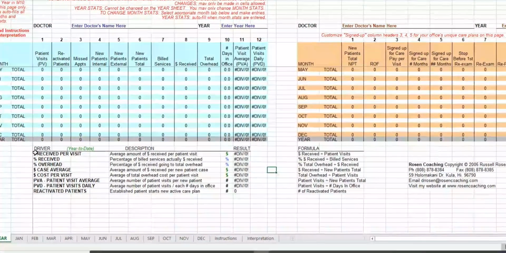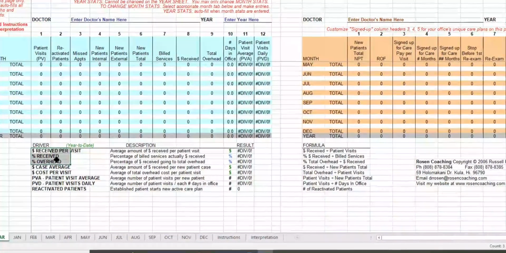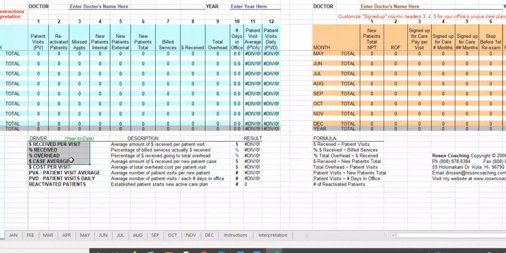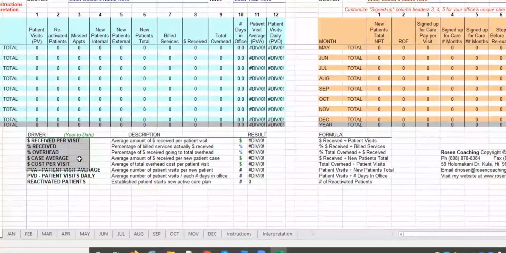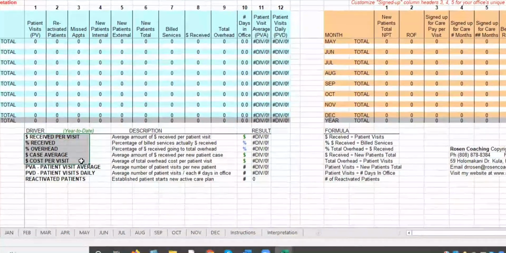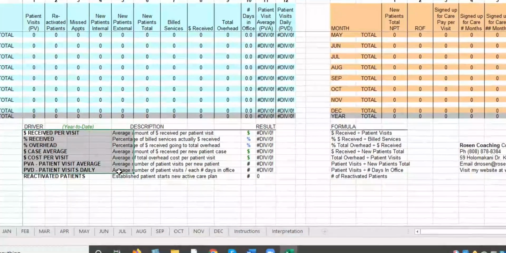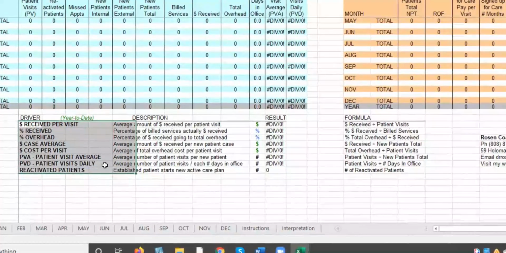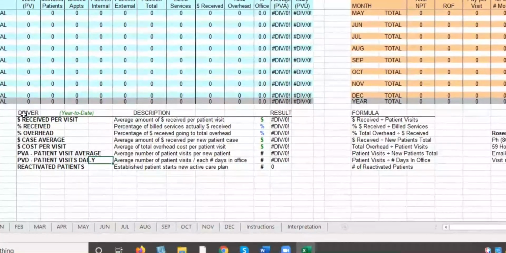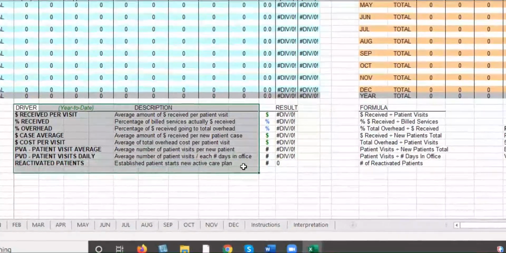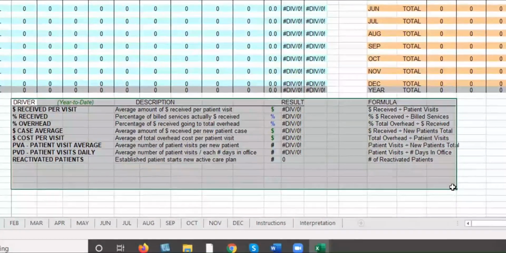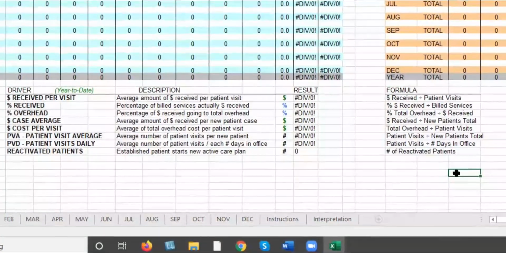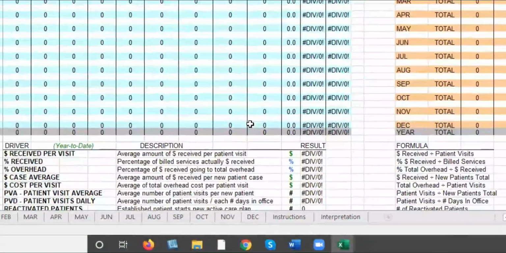Money received per visit. Money received. Percentage received, percentage overhead, case average dollars, cost per patient or cost per visit, PVA or retention, PVD, patient visits daily and reactivated patients. So you'll see that not only will you get all of these, but you'll see the description, it'll figure it out for you, and then it'll show you the formula of how we figured these out. And these are really important metrics, as you're going to see.